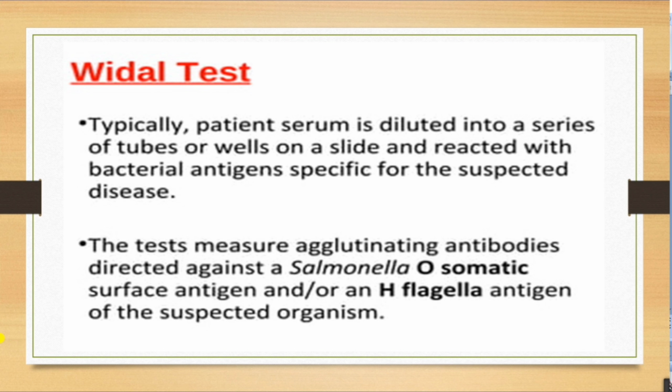Typically the patient serum is diluted into a series of tubes, or we do a serial dilution of the patient serum using normal saline or physiological saline in different tubes or wells on a slide, which is then reacted with the bacterial specific antigen for the suspected disease. The test measures the agglutinating antibodies, or clumping, directed against the Salmonella O somatic antigen or H flagellar antigens.